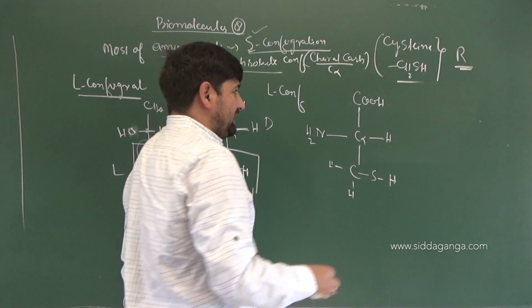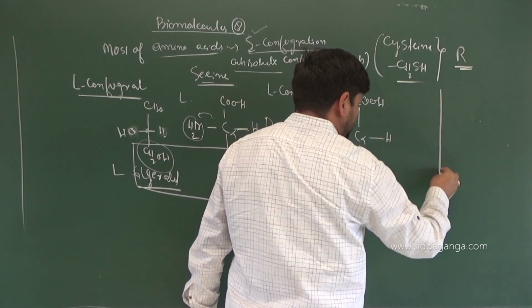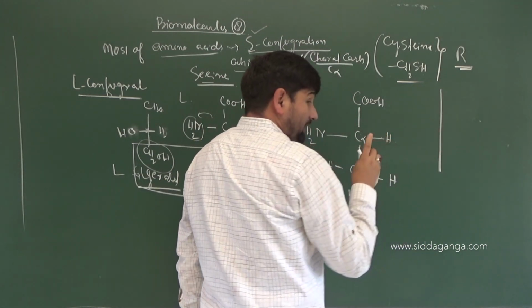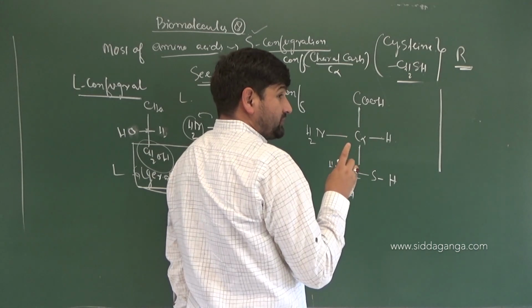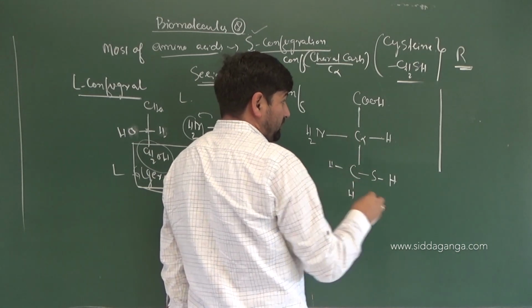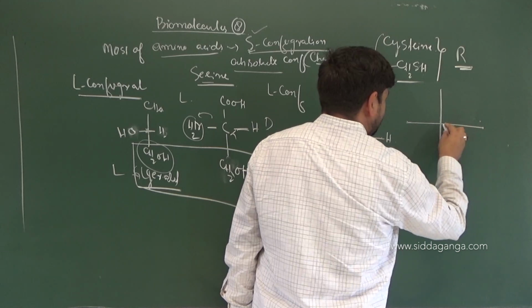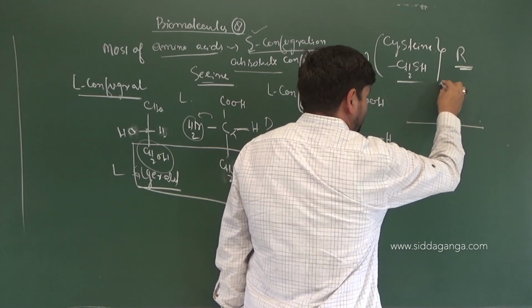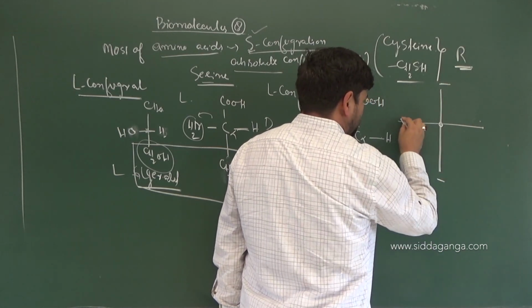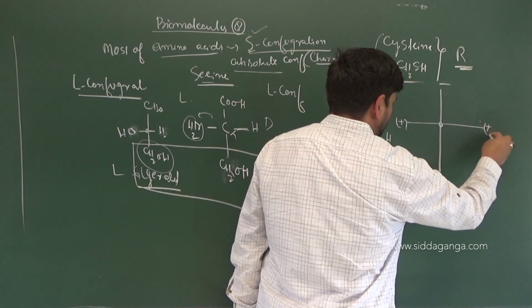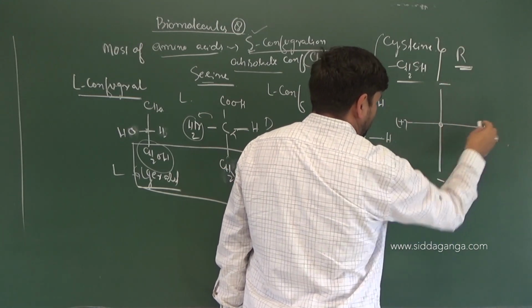Now we have seen here, according to Fisher projection, whenever you show it, maybe you might have some confusions coming from yesterday's class. I'm clearing those confusions here. So this is the chiral center for us. These are represented by minus. These two bonds are represented plus. These are vertical bonds and these are horizontal bonds.